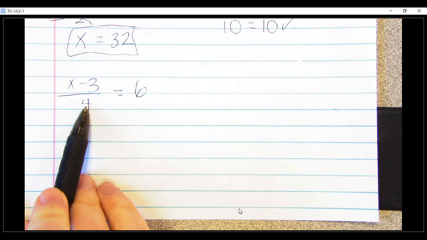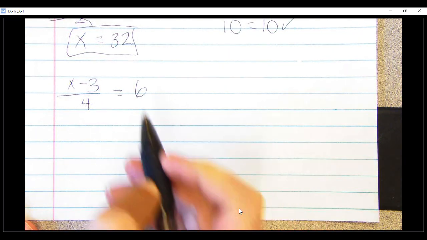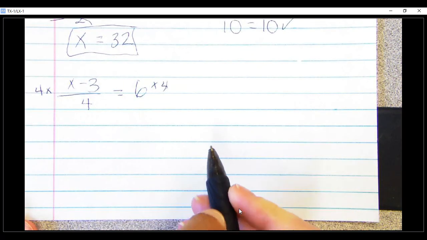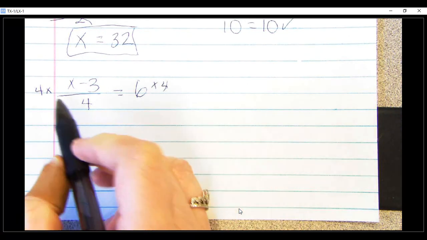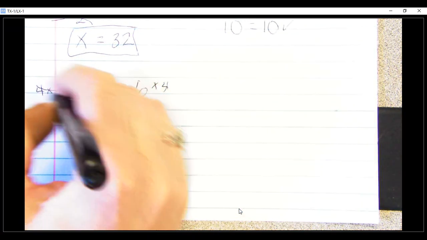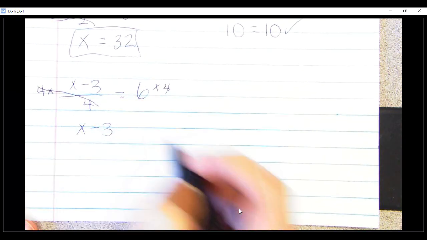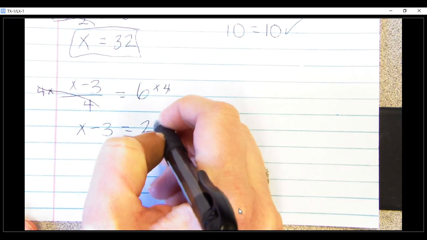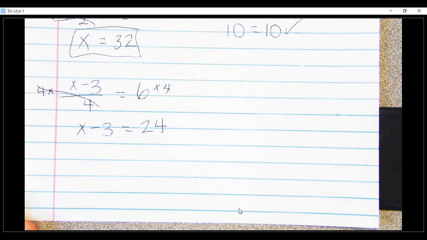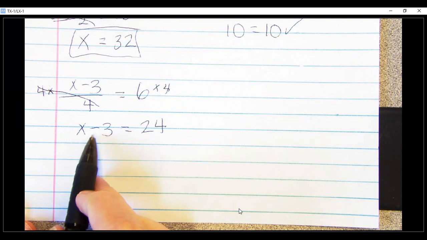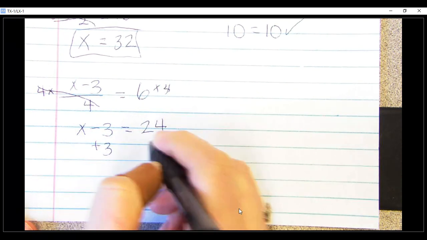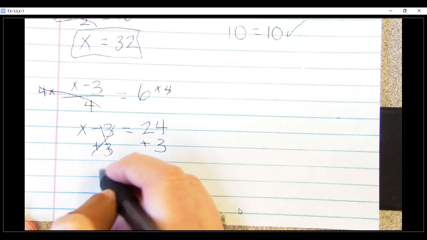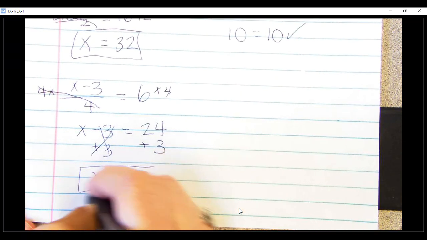So since it's dividing by 4, again, I'm going to do my opposite operation of multiplying by 4 on both sides to get that x minus 3 by itself. 4 divided by 4 cancels right out, leaving x minus 3. And that is equal to 24. Now I need to get that x by itself. Since this is a negative 3, I'm going to add 3 to get it to the other side. Negative 3 plus 3 cancel out, leaving me x equals 27.